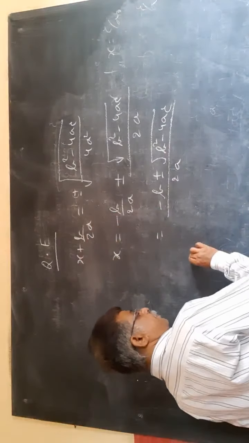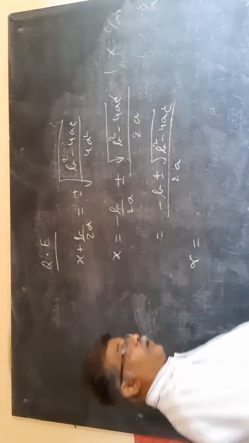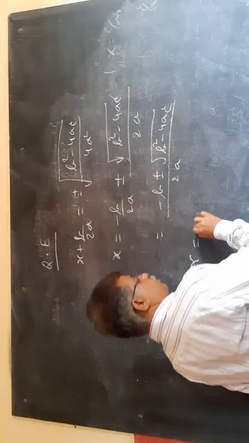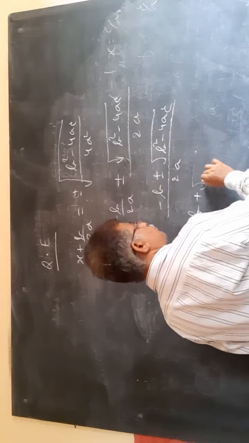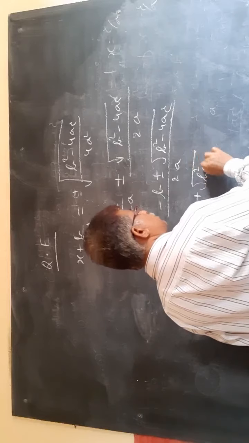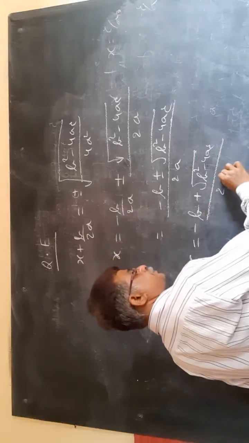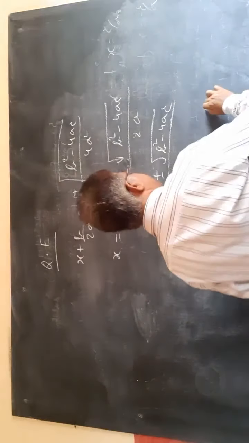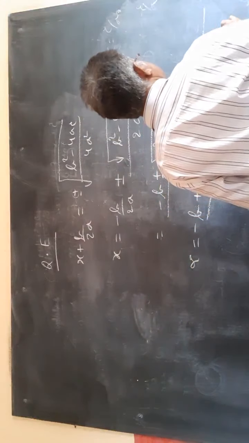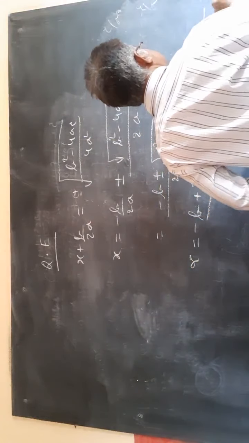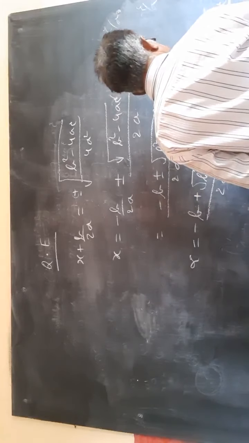So I will separate them as alpha and beta. So alpha equal to minus b plus root of b square minus 4ac by 2a, and beta equal to minus b minus root of b square minus 4ac by 2a.